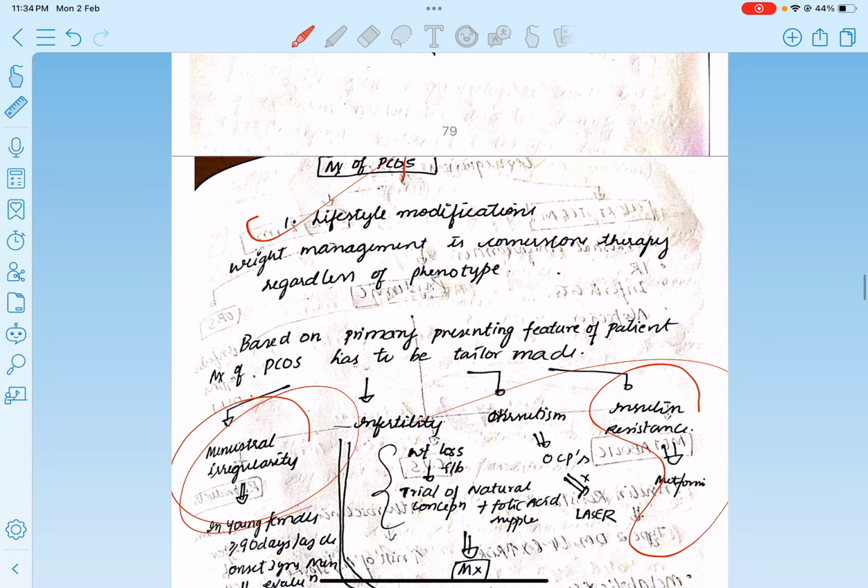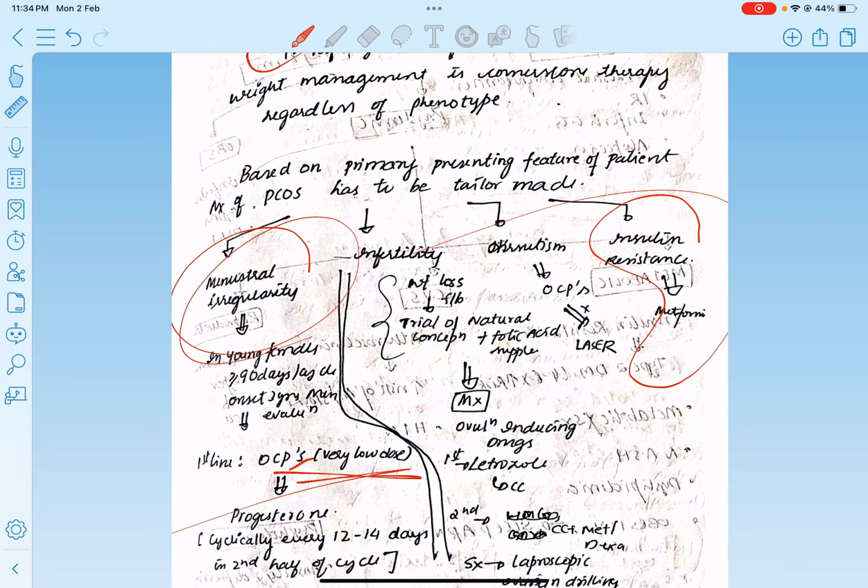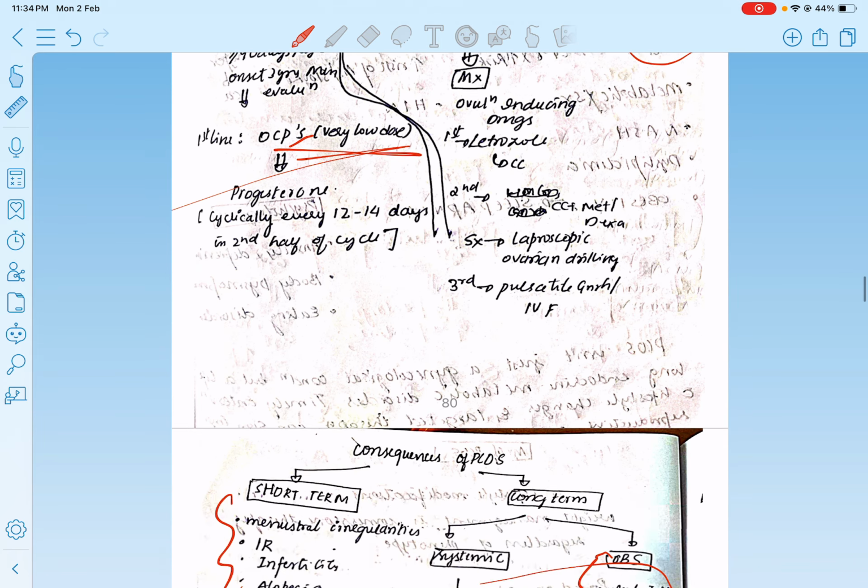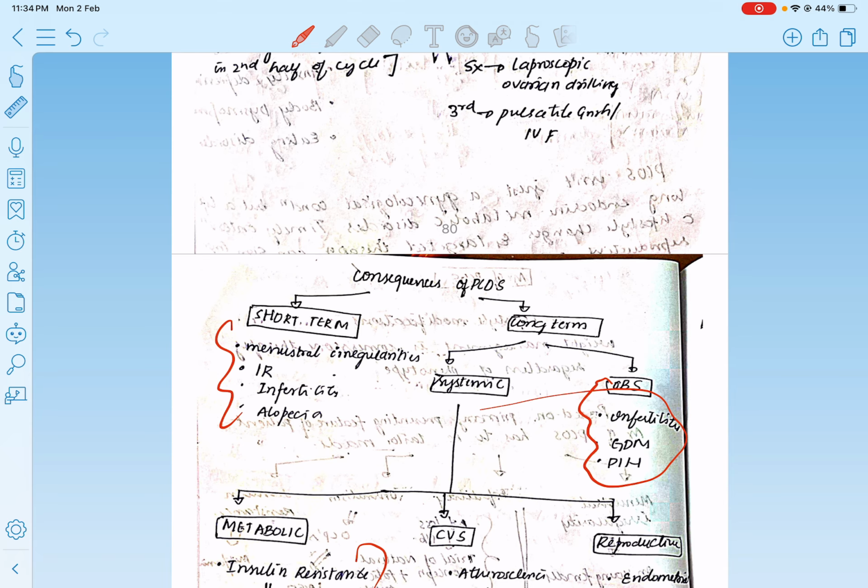You need to address all the management and all the necessary concerns of a PCOS patient, and also write the consequences, which as I told, you have to write in short term and long term. Short term is more related to gynaec things, and long term is almost related to systemic things. So make sure you present it accordingly.